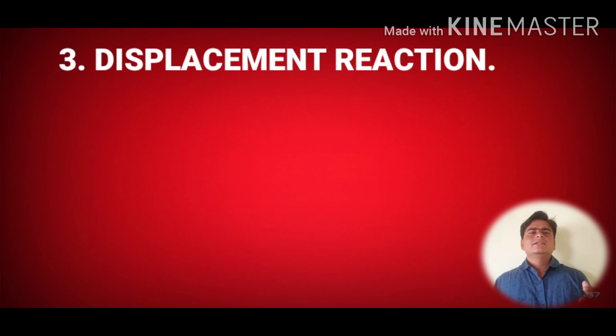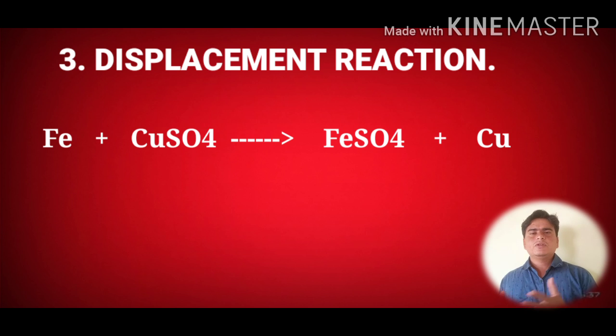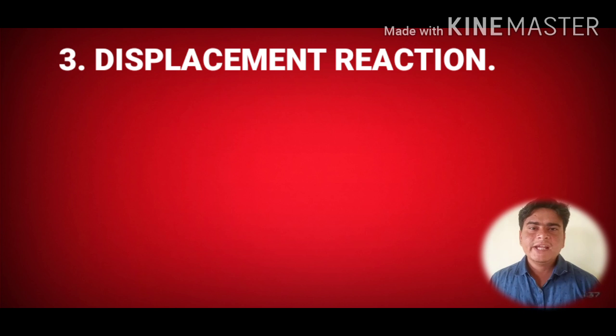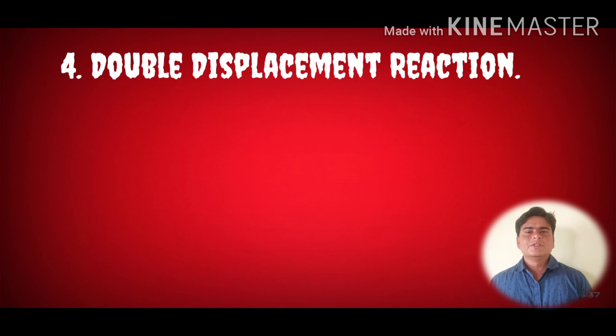Another example we can say is when ferrous reacts with copper sulfate. Ferrous is another element which is more reactive than copper. What will happen in this case? If ferrous takes the place of Cu and ferrous sulfate is formed, copper gets separated again. If it takes the place of copper and we get ferrous sulfate and copper gets separated, this reaction is called a displacement reaction.